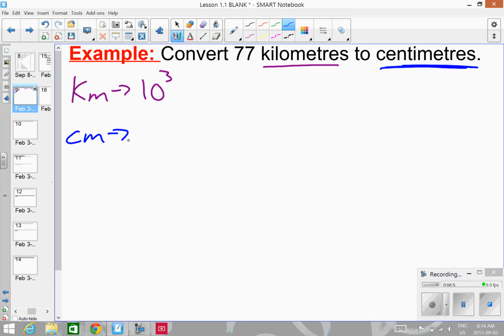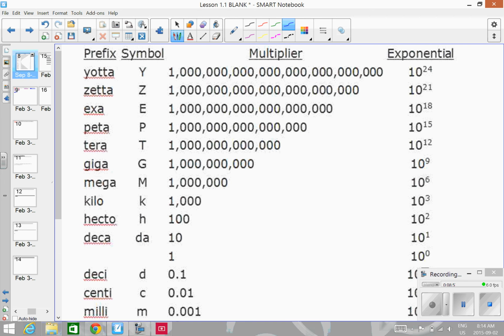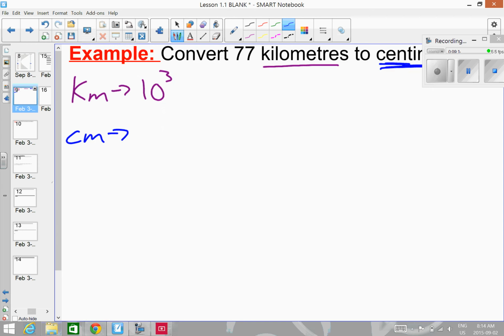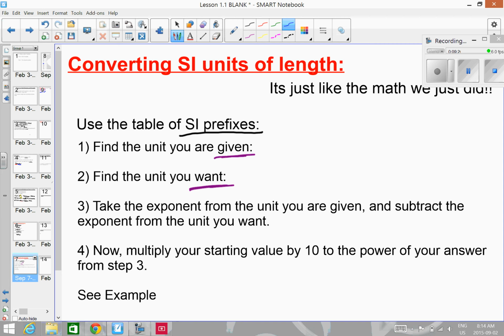Now centimeters, what does centi mean? Let's go look at our chart. And centi means, oops, my thing's in the way. Centi means 10 to the minus 2, to the negative 2. 10 to the negative 2. Alright, step 1 and 2 done.